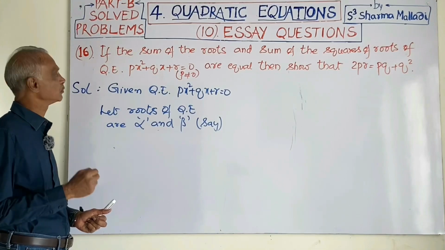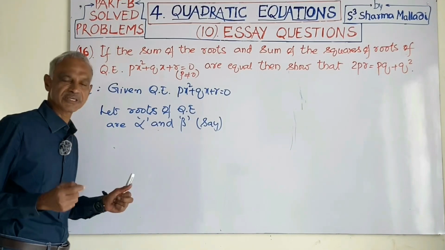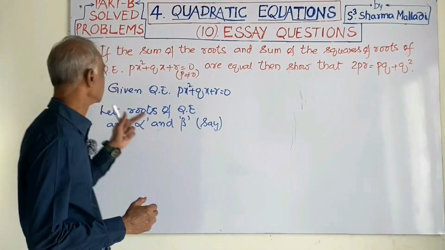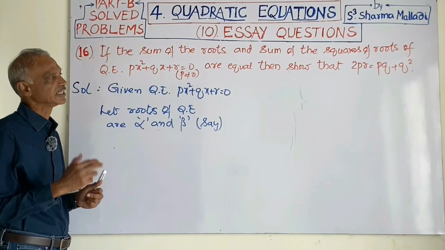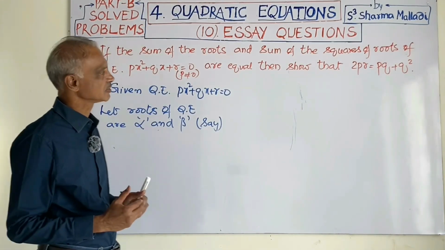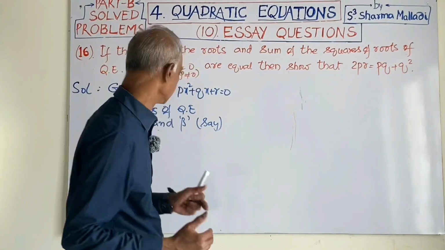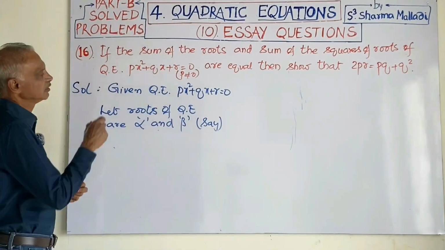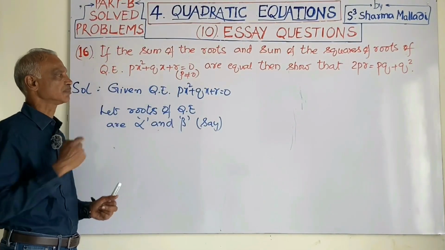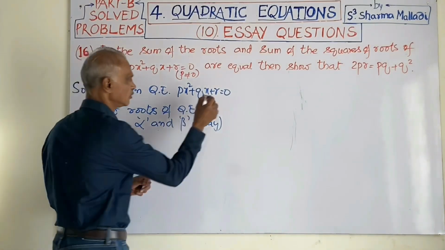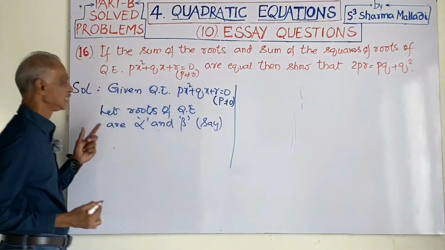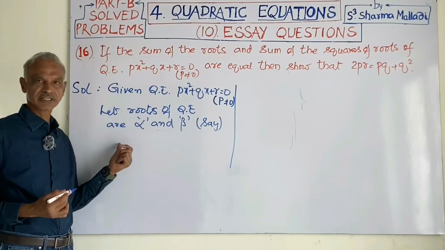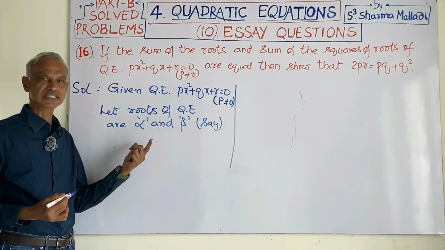Hi students, in essay question 16th problem, if the sum of the roots and sum of the squares of the roots of the quadratic equation px square plus qx plus r is equal to 0, and p is not equal to 0 are equal, then show that 2pr is equal to pq plus q square. Now what is given? Quadratic equation px square plus qx plus r is equal to 0 and p is not equal to 0. Now let the roots of the quadratic equation be alpha and beta.